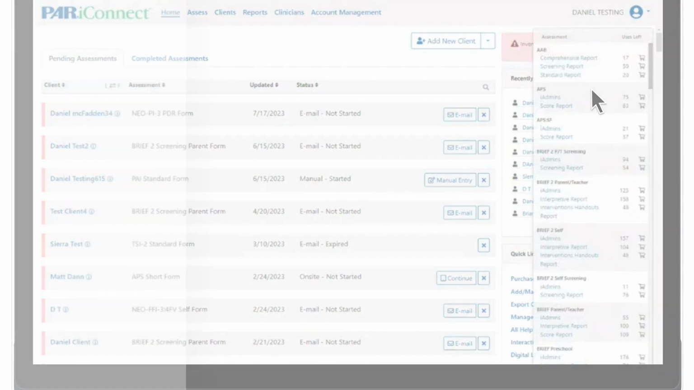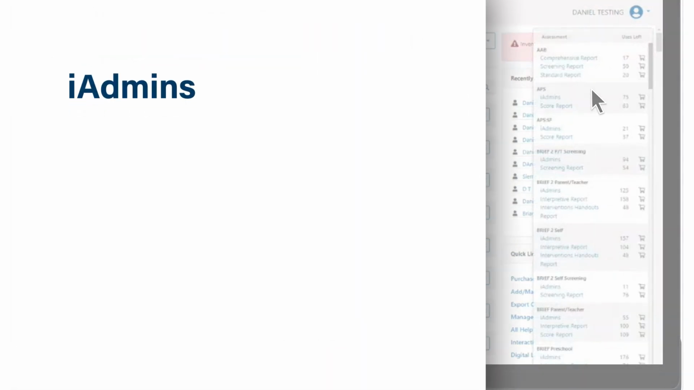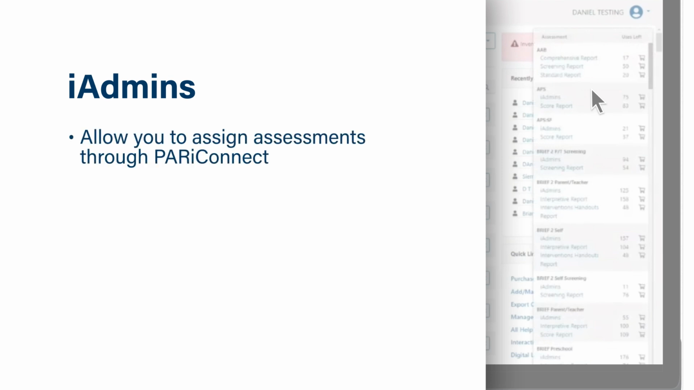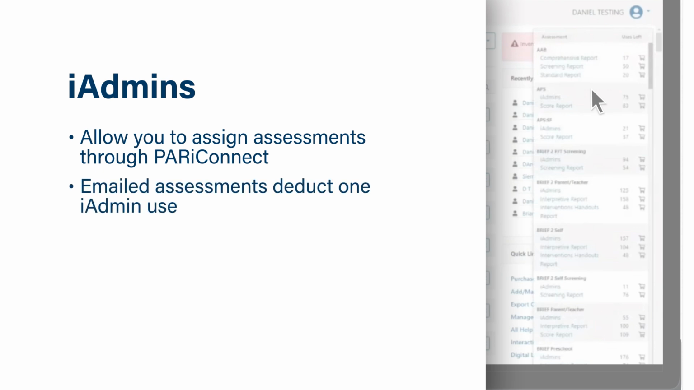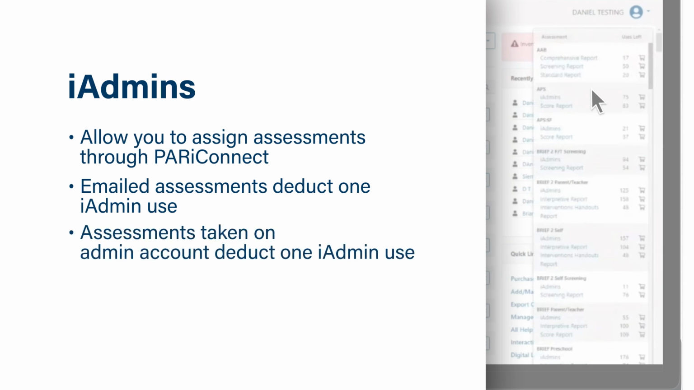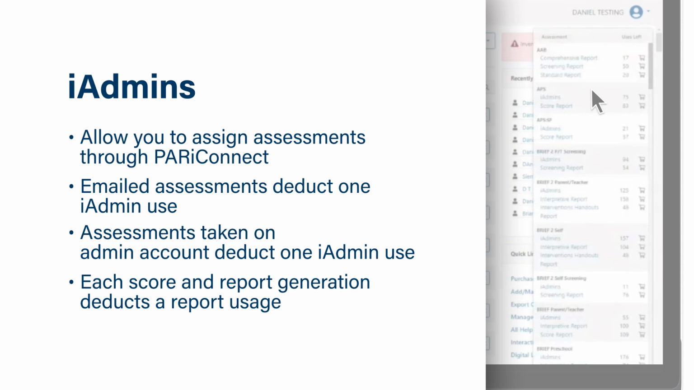Now, let me point out, because I think sometimes it can be confusing. I know other platforms out there treat inventory a little bit differently than PAR iConnect does. iAdmins essentially allow you to assign an assessment and give the assessment through PAR iConnect. So if you wanted to send an email to a teacher, for example, or to a parent, that's going to deduct 1 iAdmin use. If you wanted to have the person actually take the assessment on the tablet or the laptop that you have, you can also do that. That also deducts an iAdmin use. And then each time that you go to score and generate a report, it's going to deduct a report usage.